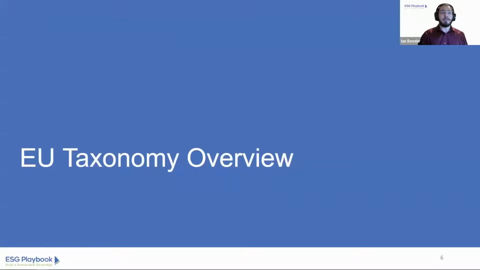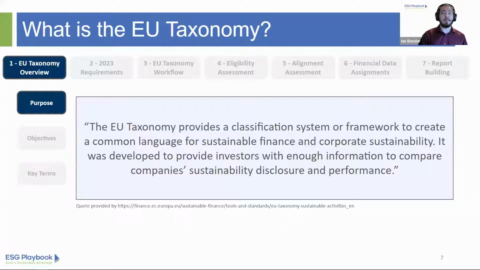So the EU taxonomy overview. First and foremost, we're going to have to understand what the EU taxonomy is. The EU taxonomy provides a classification system or framework to create a common language for sustainable finance and corporate sustainability. It was developed to provide investors with enough information to compare companies' sustainability disclosure and performance. Ultimately, the EU taxonomy is a report that prevents companies from greenwashing.